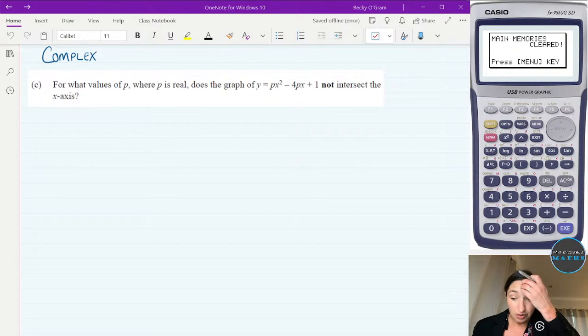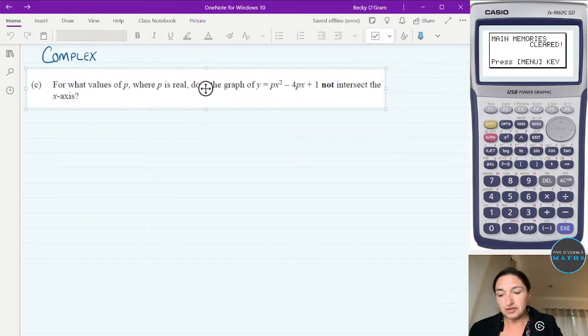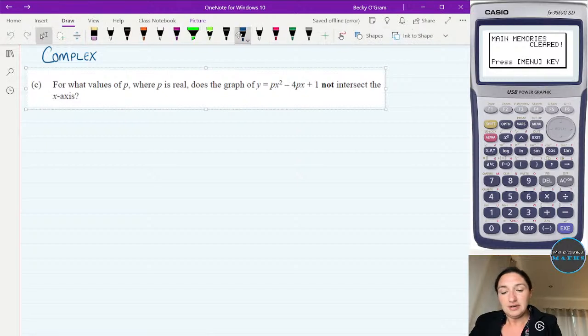Okay, so let's start with this complex numbers question. We've got: for what values of p, where p is a real number, does this graph not intersect the y-axis? So what that means is we're looking for an equation that has no real roots. Now that should instantly make you think about the discriminant because that helps us to find types of roots and the nature of them. Okay, so let's first of all just unpack what this is telling us.